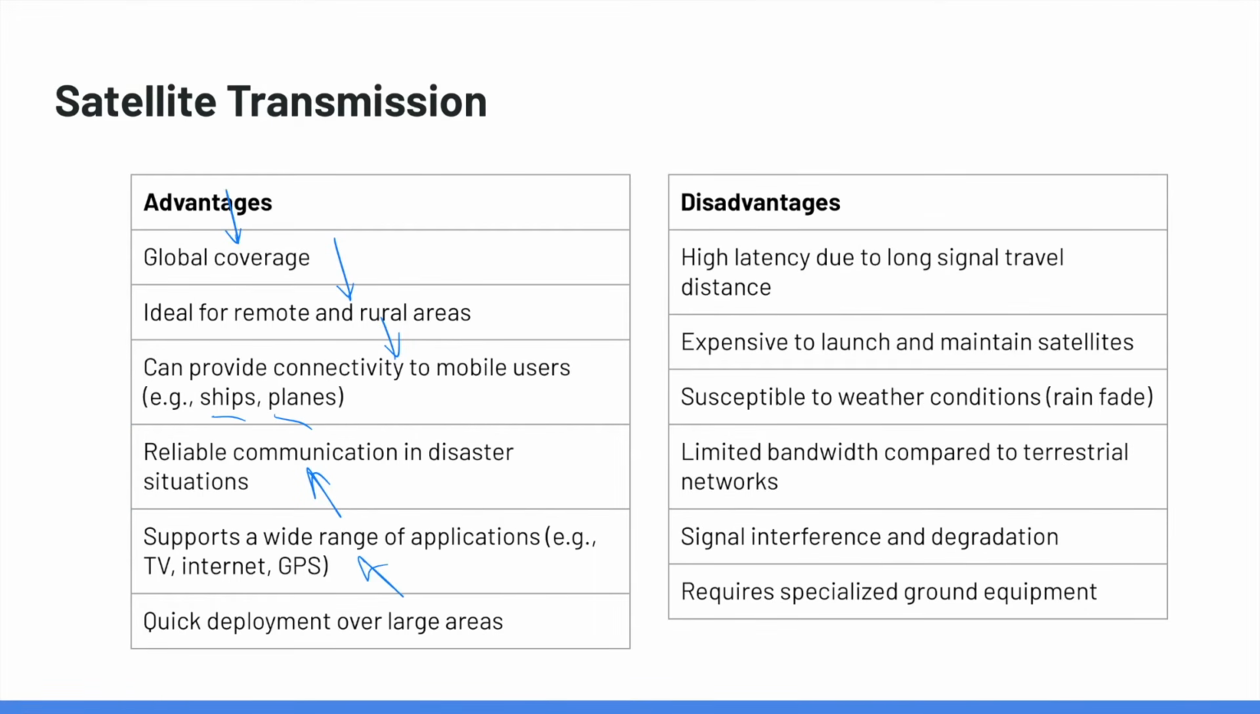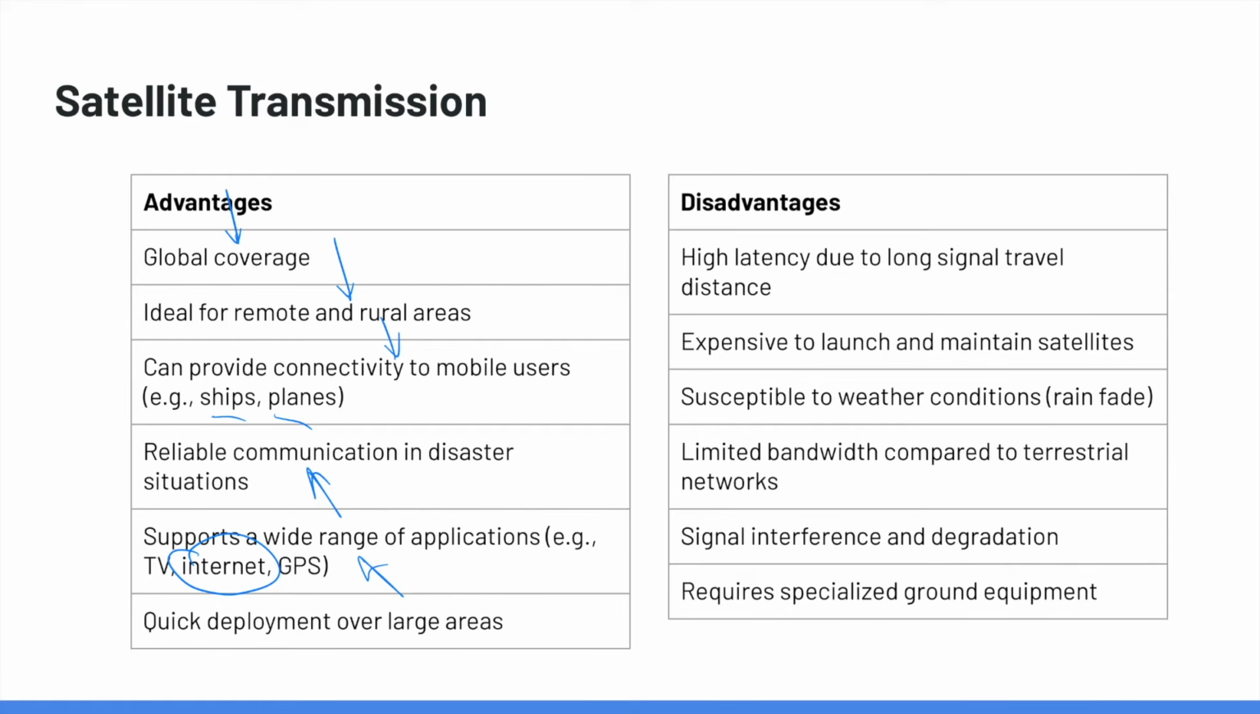It supports a wide range of applications, TV, internet, GPS, although if we're talking about just networks in general, then we're mainly going to be talking about internet really, because if we're connecting to a satellite, it's not going to be to just access some network that is not connected to the internet, some sort of weird local network.